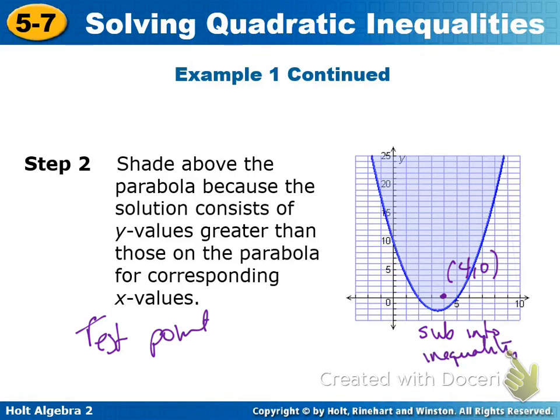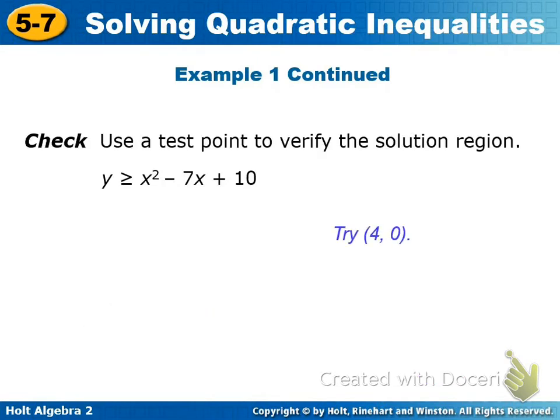Now, since this is in my shaded region, I must end up with a true inequality after I do my subbing in. So let's take a look at that. So here's my (4, 0) that I'm going to test, that I'm going to put in there. Remember, x is my input, y is my output. So I would have y, my output, be 0, and then my 4 as my input. Okay, and then we will simplify that down.